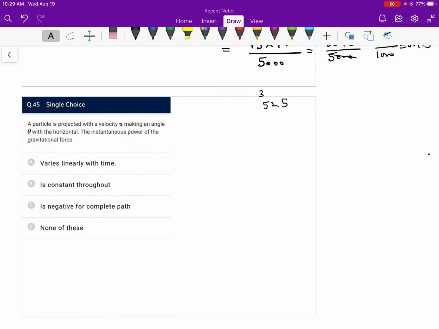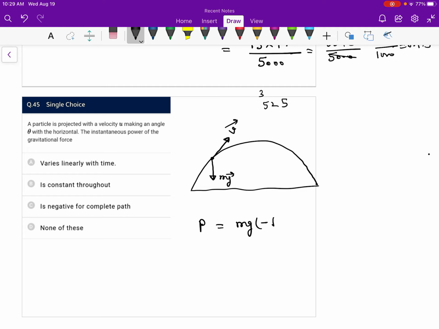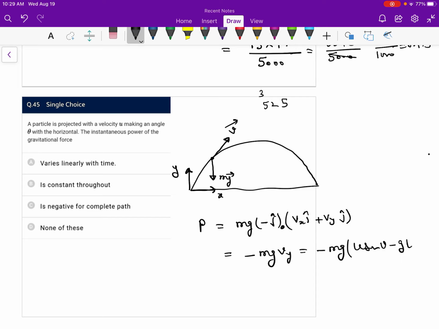A particle is projected with velocity u making an angle theta, what is the instantaneous power of the gravitational force? So the particle is projected, so at any moment the velocity is in this direction and the force is acting in this direction. Okay, so power is F dot V. Instantaneous power is (minus mg j cap), if this is the x direction and this is the y direction, and V is Vx i plus Vy j, dot product. So this is minus mg Vy. So minus mg, and Vy is u sin theta minus gt.